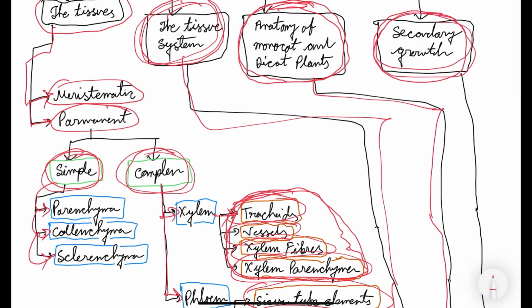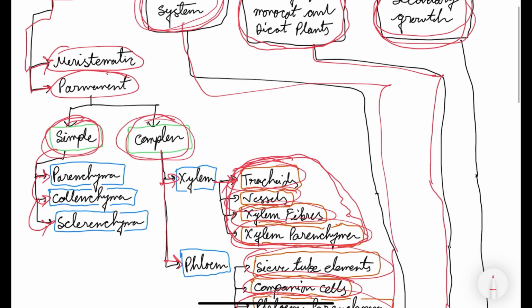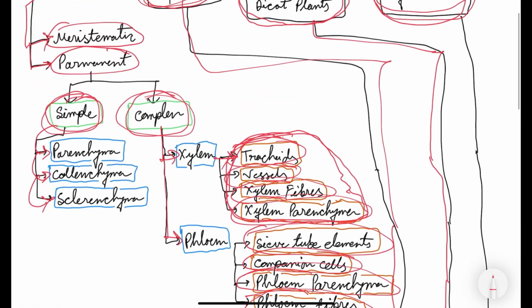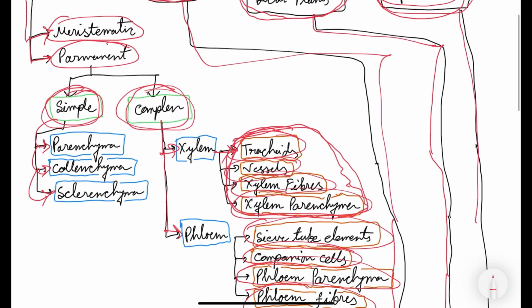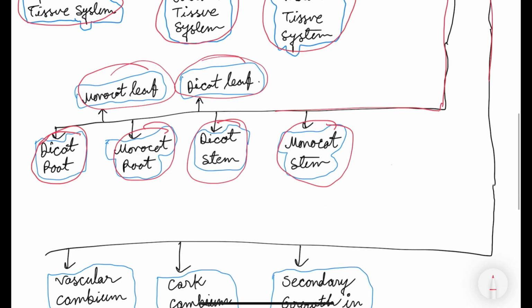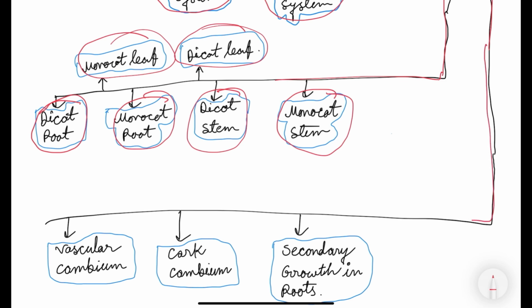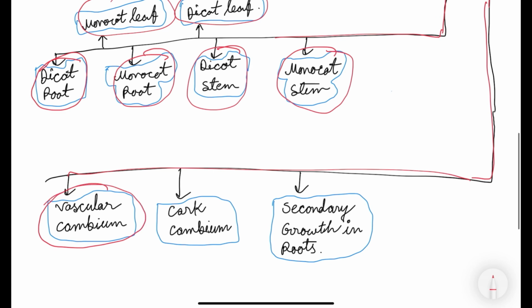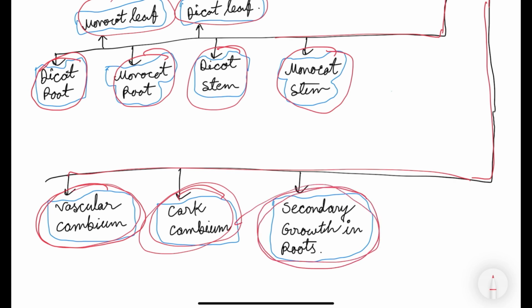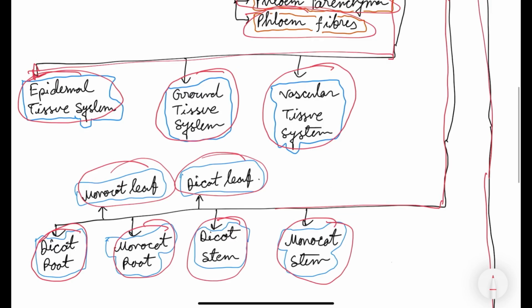Okay. And fourth, you're going to study about the secondary growth in plants. In secondary growth, there are a total of three parts. The first part is the vascular cambium. The second topic is the cork cambium, and the third topic is secondary growth in roots.